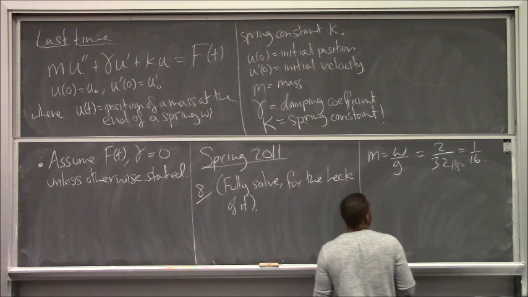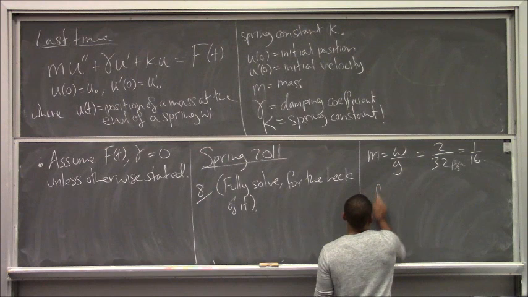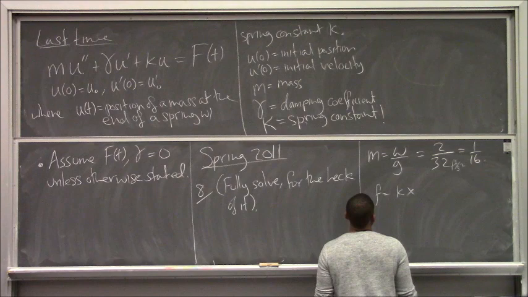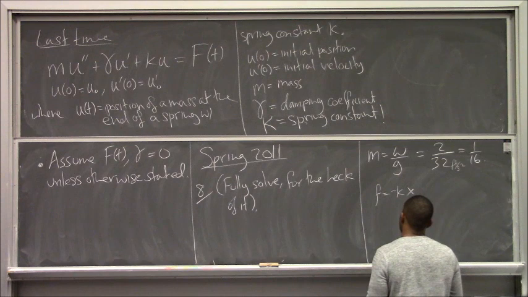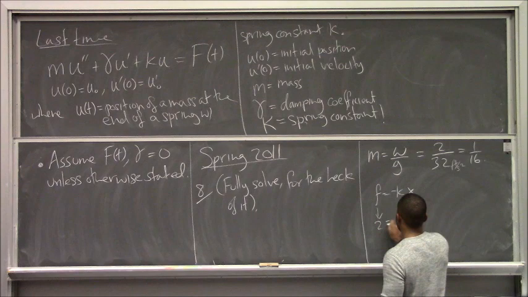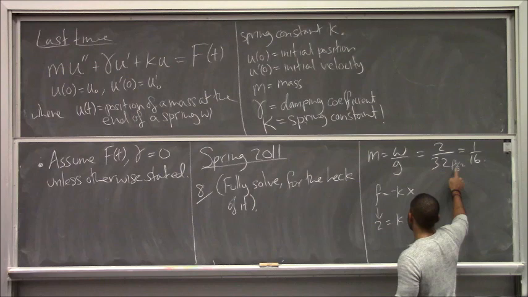You can use the spring constant, so how do we find it? F is negative kx. K is always considered positive, so you don't have to worry about it too much. So what is the force that's stretching the spring? 2 pounds. And how far does it stretch it? 6 inches. We're using feet here, so I would translate that to feet. So it's 1/2.